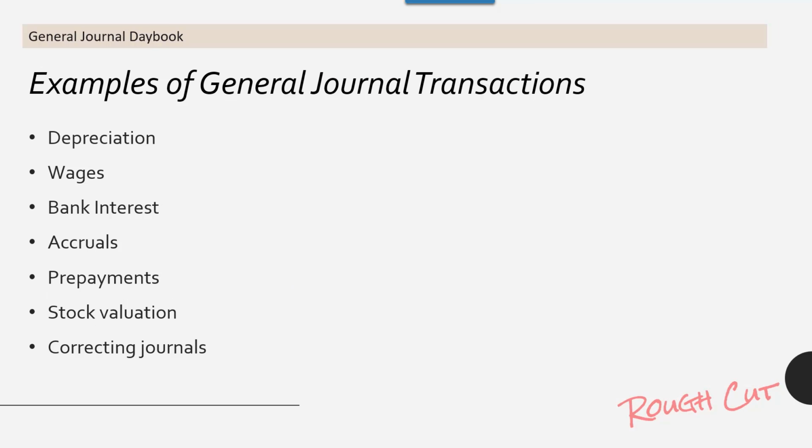Examples of general journal transactions: depreciation, wages, bank interest, accruals, prepayments, stock valuation, and correcting journals.